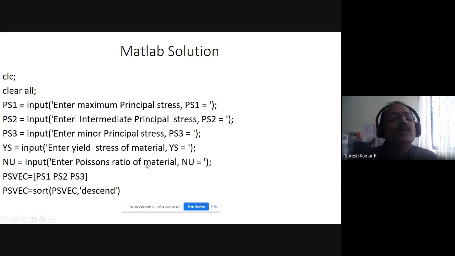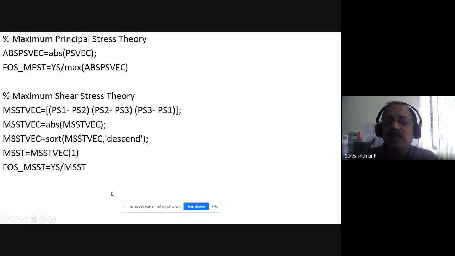So first I give initiation for all my values: sigma 1, sigma 2, sigma 3, sigma E, and Poisson's ratio mu. Now these 3 stresses, sigma 1, sigma 2, and sigma 3, I can represent in the form of a vector, the principal stress vector. It's a row matrix, and I sort it in descending order so that sigma 1 comes first and sigma 3 comes last.